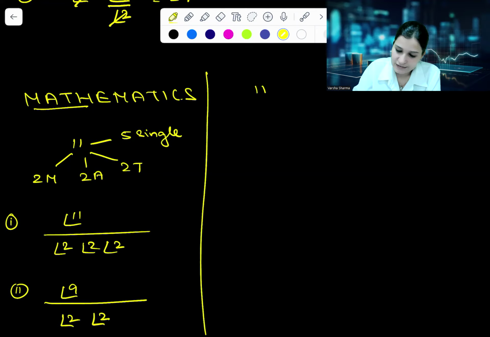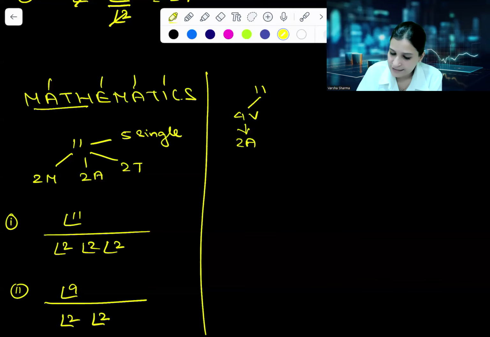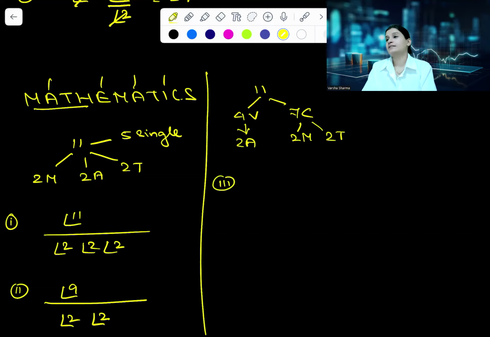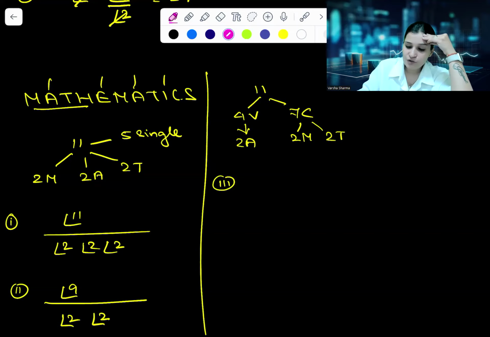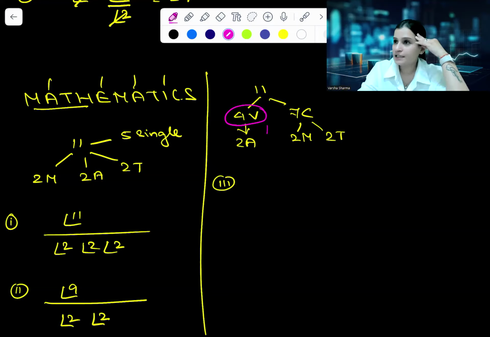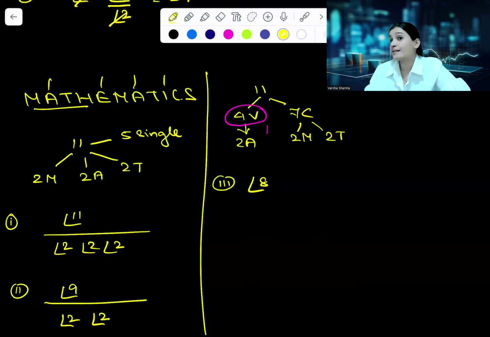In those 11 letters, how many vowels are there? Four vowels, which has two A's, and there are seven consonants, which has two M's and two T's. In how many ways are the vowels together? Vowels are together. So vowels form a bundle, seven consonants, and this bundle will be forming eight letters. So we write 8 factorial. In those eight, how many are repeated?